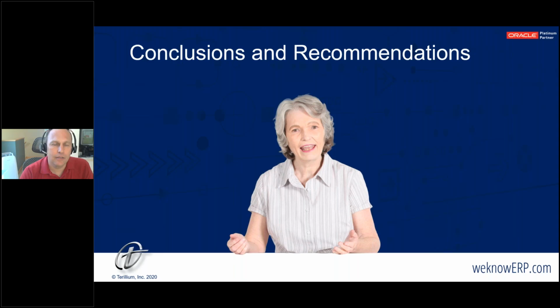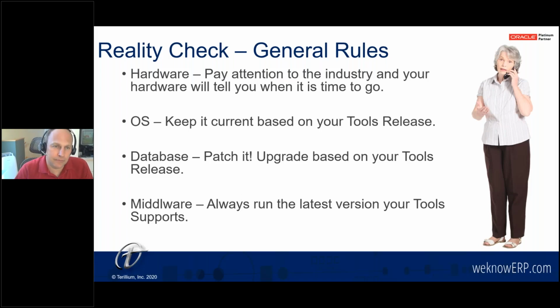All right. So here are some conclusions and recommendations based on all that. A little reality checks here. When you're talking about hardware, pay attention to the industry, and the hardware will tell you when it's time to go. Similar to my story, my laptop, it was clear my laptop was slow. I knew it was an issue. It was time to get a new one. Your IT people, your infrastructure people, they know that things are suffering, and if you're paying attention, they will tell you it's time to move.